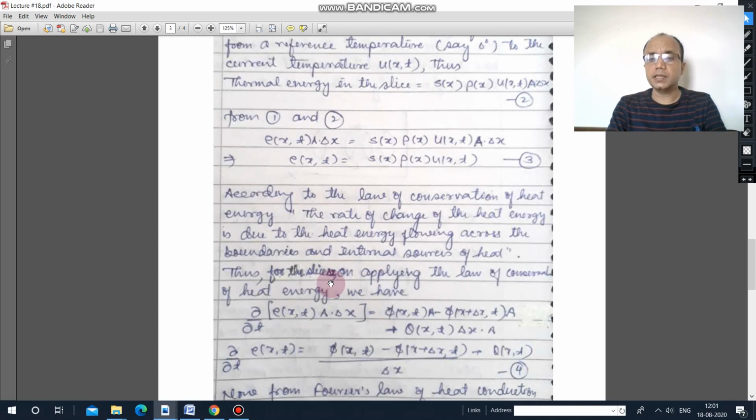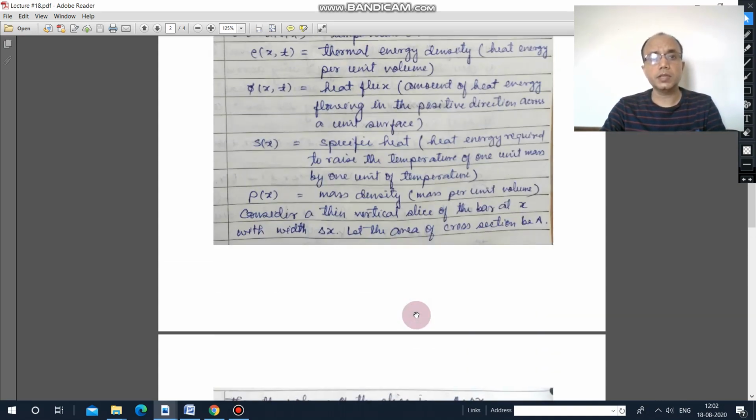Now for the slice delta x, on applying the law of conservation of heat energy. Clear? Look at the rate of change of heat energy: E(x,t) into A into delta x is the heat energy in this volume. So the rate of change of this energy is given by del by del t of E(x,t) into A into delta x. This is given by phi(x,t). What is phi(x,t)? Look at this. Phi(x,t) is the heat energy flowing in the positive direction across a unit surface.